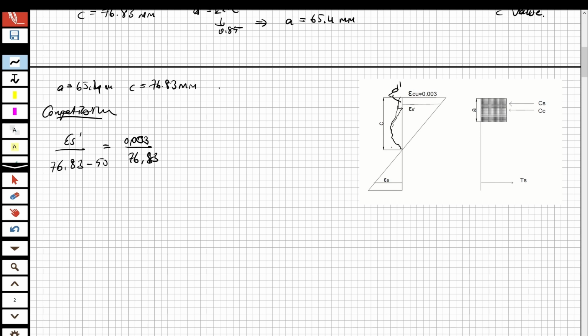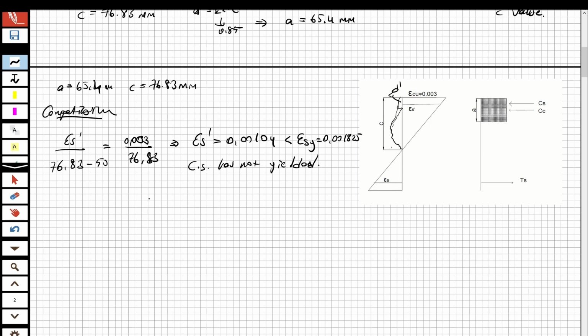76.83. And from here, I'm going to obtain epsilon S prime equal to 0.00104, and it is smaller than epsilon S, the yield strain of steel. What is that? It is 0.001825. So epsilon S prime is smaller than this value, so that means that the compression steel has not yielded.